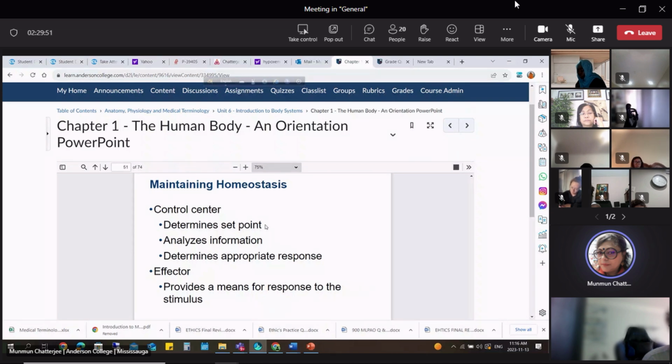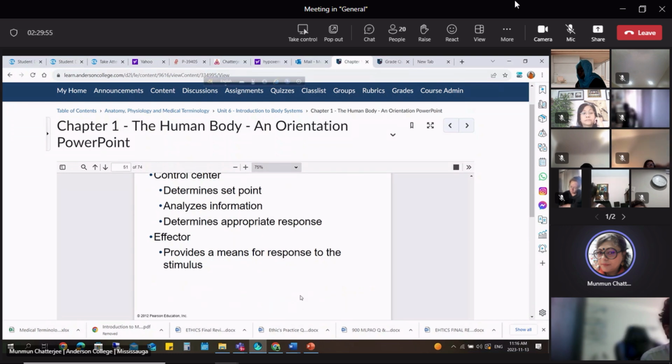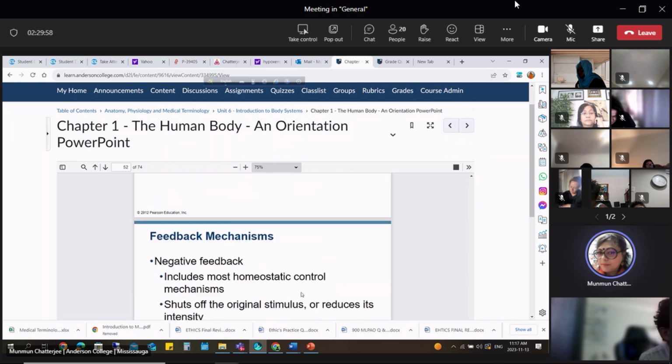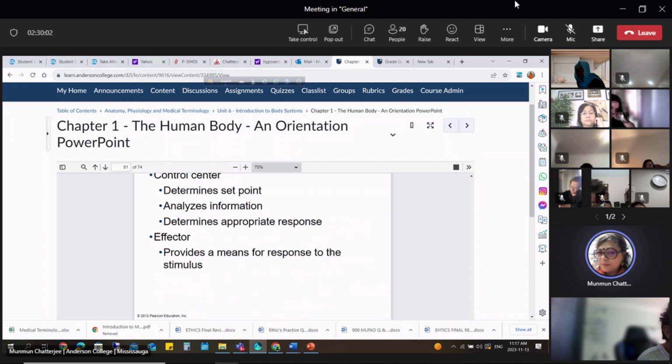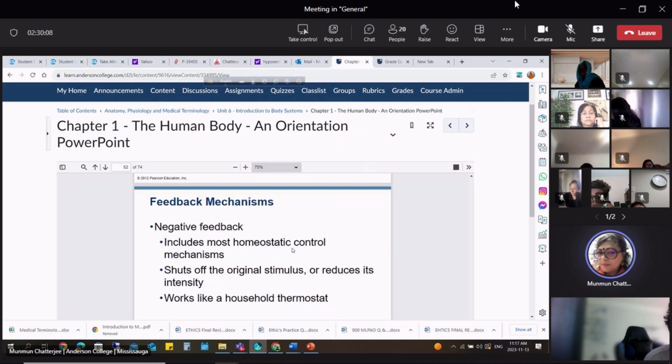So that is the effector. It provides a means of response to the stimulus. They send the response to the specific stimulus. So there are some feedback mechanisms. Now we know how to do the control, the maintenance of homeostasis. Next one is the feedback mechanism.